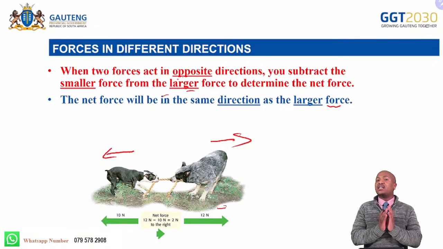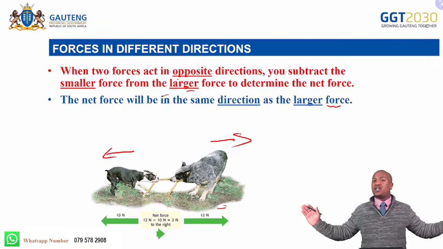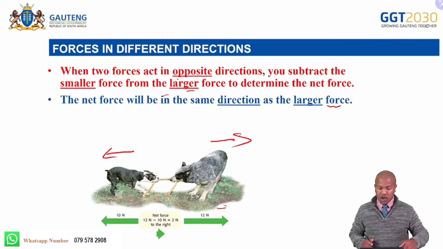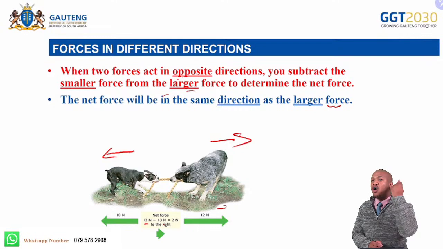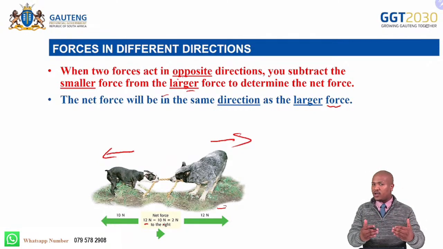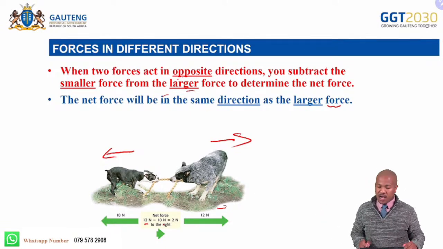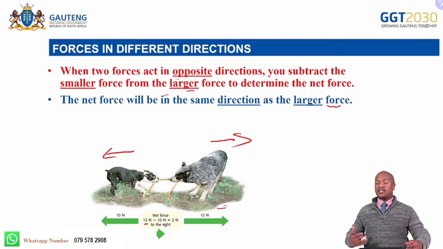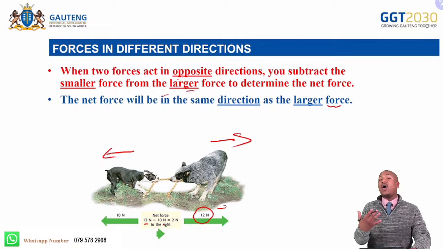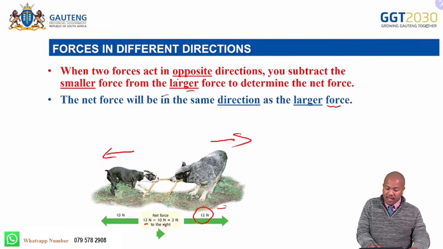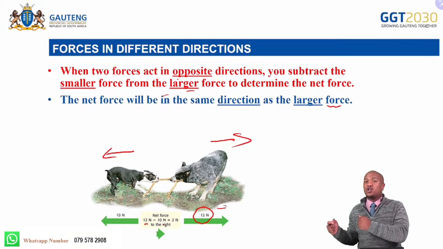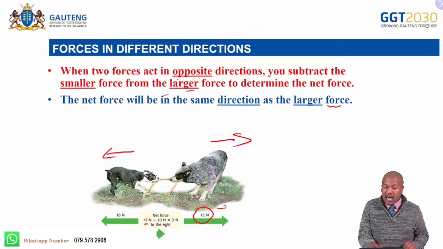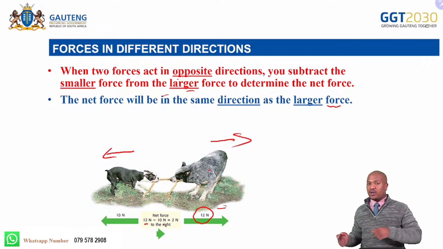So remember that we said that if forces are applied in opposite directions, what happens? We subtract them, right? So we simply say 12 newtons minus 10 newtons to get what? 2 newtons of force. And where is this force going to? It is going to the right-hand side, right? Because we said that the net force will be in the same direction as the larger force. And which one is the larger force here? The larger force is this one of 12 newtons, right? It is the bigger dog with 12 newtons of force. So the resultant force is 2 newtons to the right-hand side. So meaning this big dog here is able to win this rope over to its side.